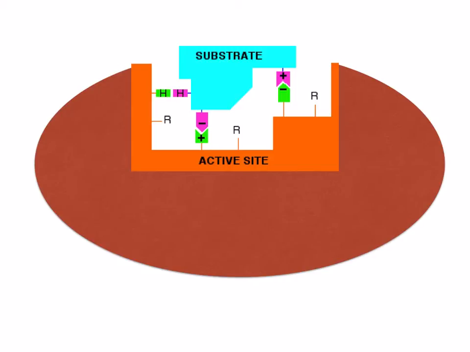So the substrate comes along, it binds to this active site. And how does it bind to this active site? It binds to the R groups of the enzyme and it forms a temporary bond with the R groups. This structure, the substrate and the enzyme, is known as an enzyme-substrate complex.